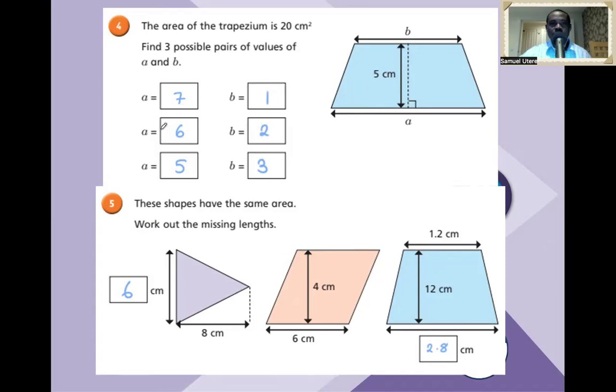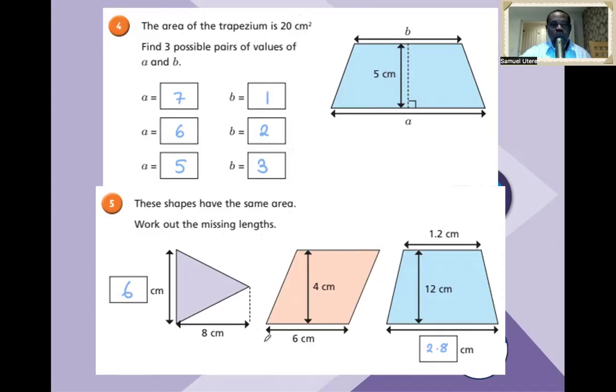And these are the pairs of values, okay? You can see if you add these numbers, whatever you get, if you multiply by 5, you always get 20. Okay, here you're asked, these shapes have the same area. Work out the missing lengths.